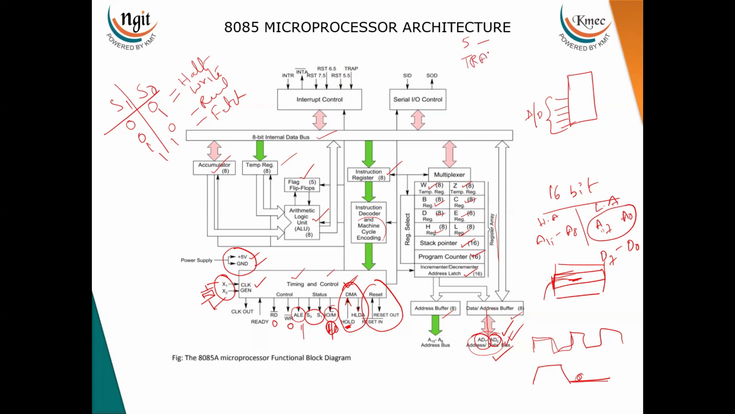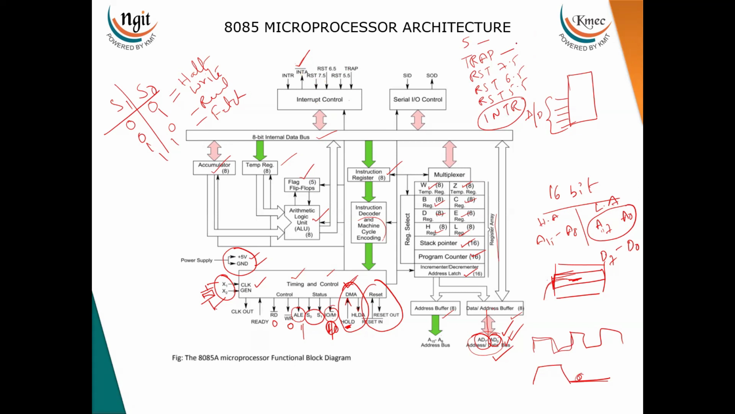The first one is TRAP, which has the highest priority. The second one is RST 7.5, the next one is RST 6.5, the fourth one is RST 5.5, and the last one is INTR. These are the 5 interrupts in the 8085, and they are controlled by this interrupt controller. After receiving INTR, in response to this interrupt, the microprocessor will send the acknowledgement signal to the peripheral. This is not an interrupt; this is the interrupt acknowledgement which is sent by the microprocessor to the peripheral.